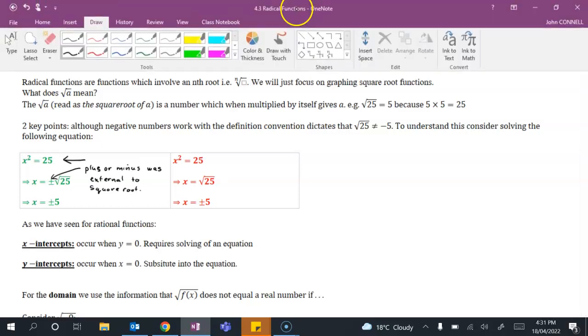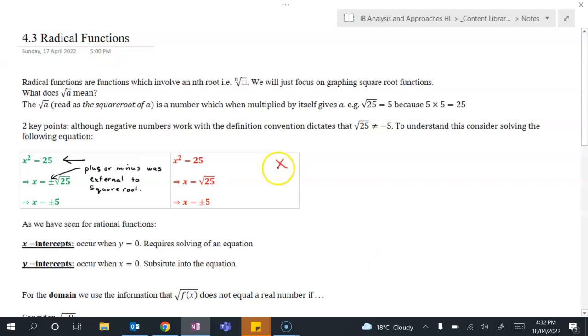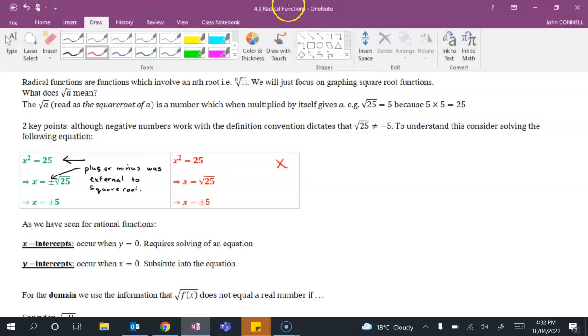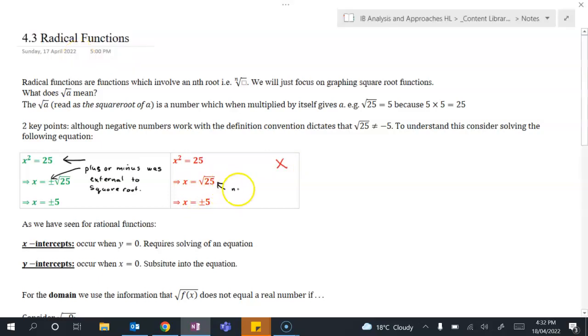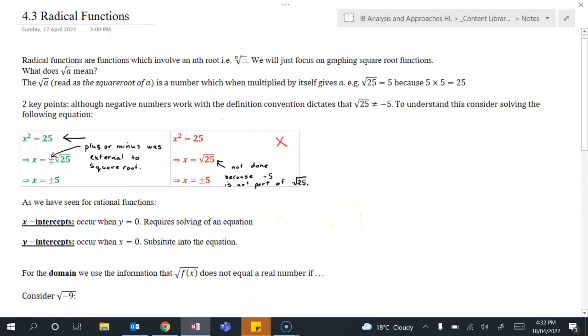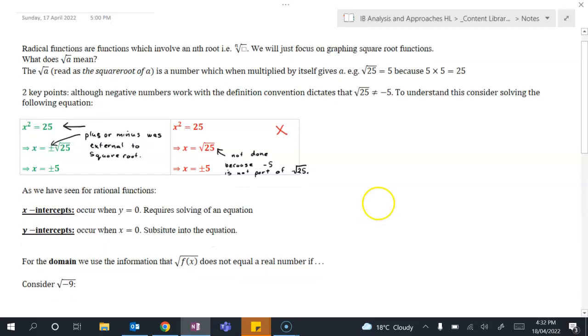Now, what you didn't do, so this is not what you did, is you didn't say x was equal to the square root of 25 and then say that that's equal to plus or minus 5. So this is not done, because minus 5 is not part of the square root of 25. And that's really purely by convention, that if we're saying that we want the square root of a number, we're talking about the positive. If we want to consider the negative, then we have to say specifically that it's a negative square root that we're looking at.